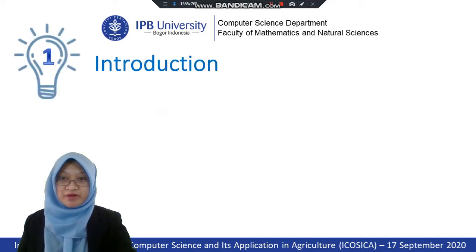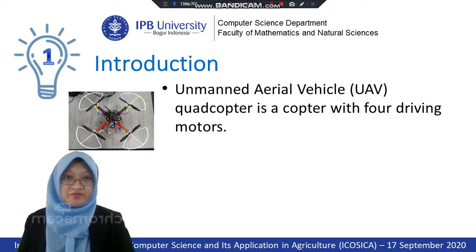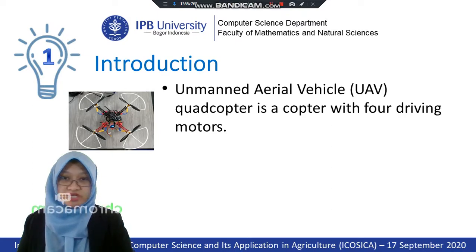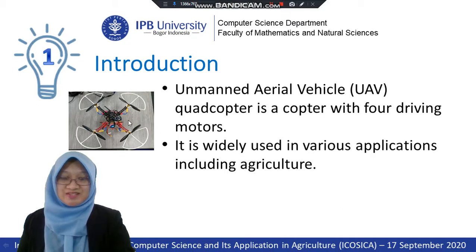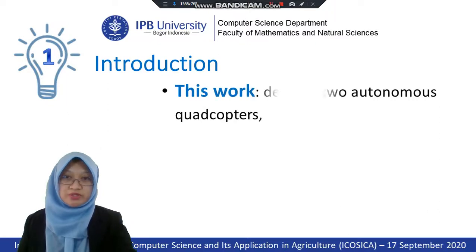This is the first part of my presentation, the introduction. As we all know, unmanned aerial vehicle or UAV of type quadcopter is a copter with 4 driving motors, as you can see from this picture here. It is widely used in various applications, including in agriculture. However, currently, the widely sold quadcopters in the Indonesian market are those that are controlled manually using remote control. And that is why we want to try to develop 2 autonomous quadcopters.